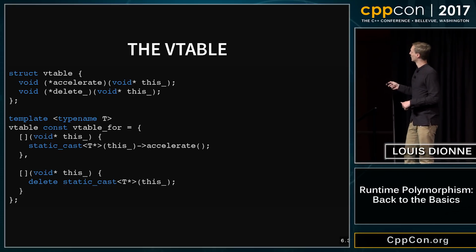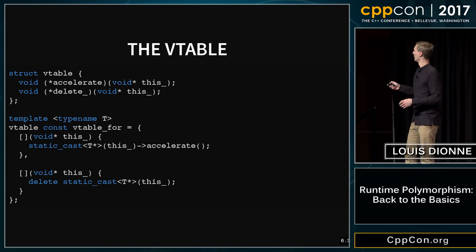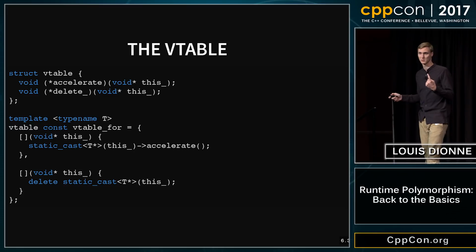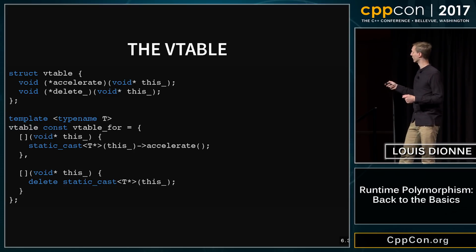And basically what I'm doing is I'm creating an instance of this v-table for any type T. And the way I do that, I initialize it with lambdas, which, because they're stateless lambdas, are going to decay to a function pointer. So I'm just creating functions here inline. And I take in a void pointer this, but I know I'm the v-table for T. So I know this is actually a T star. So I can static_cast it to a T pointer, and then I do the static dispatch. I call my accelerate method in there.